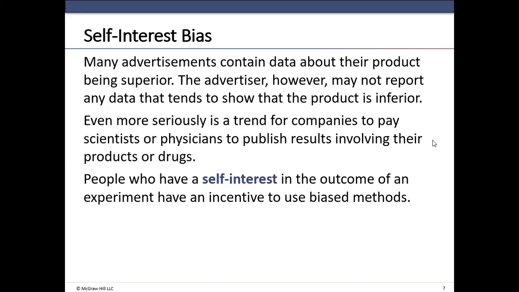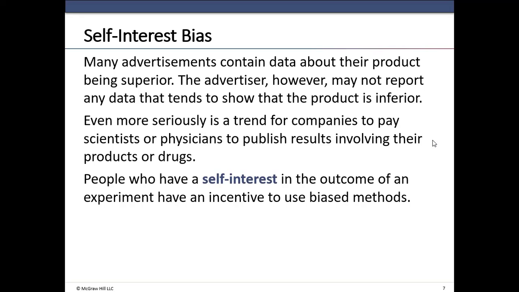Even more seriously is a trend for companies to pay scientists or physicians to publish results involving their products or drugs. People who have a self-interest in the outcome of an experiment have an incentive to use biased methods. Self-interest: because the company has a self-interest to publicize the benefit of using their drugs, they will pay doctors to conduct studies which show the benefit of the new drugs that the companies are coming up with. Therefore, the results from this type of study, which are funded by companies, are biased.